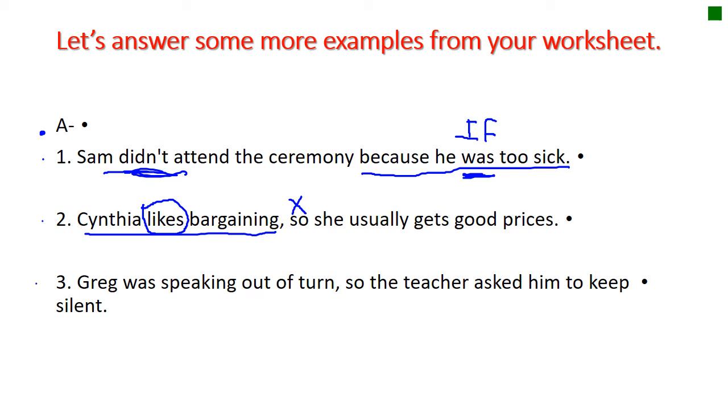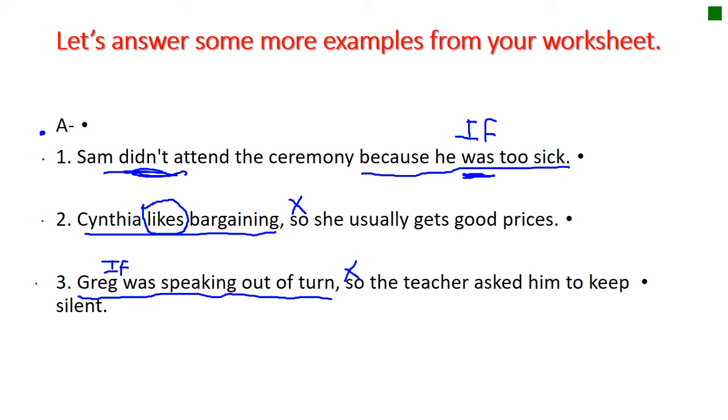Finally, number 3: Greg was speaking out of turn, so the teacher asked him to keep quiet. What's the cause here? Okay, I hear you say it. Greg was speaking out of turn. This is my if part, okay? Which tense is it in? Yes, past continuous. Past continuous becomes what? Past perfect continuous. So if Greg hadn't been speaking, negative, of course, because this is positive. If Greg hadn't been speaking out of turn, comma, we remove the so, the teacher wouldn't have asked him to keep silent.